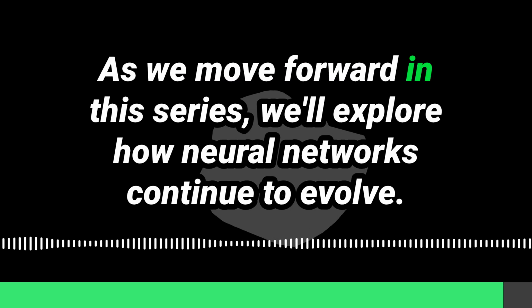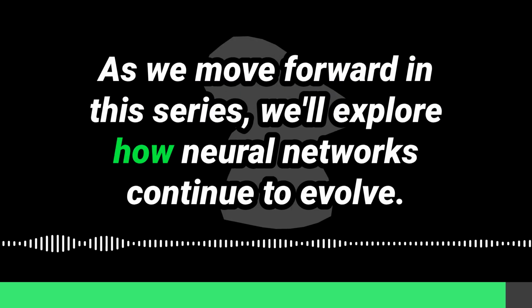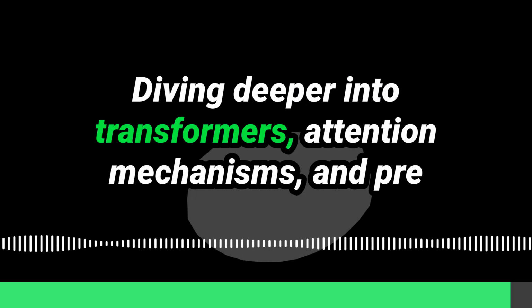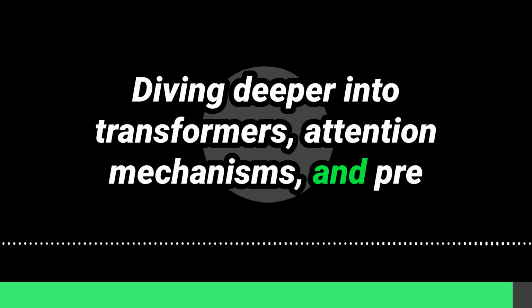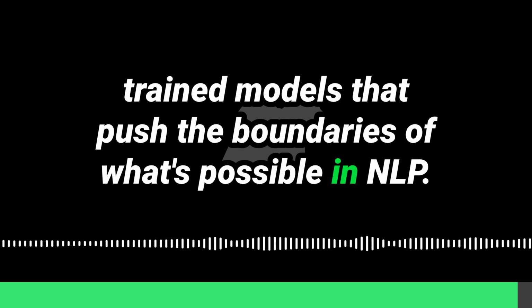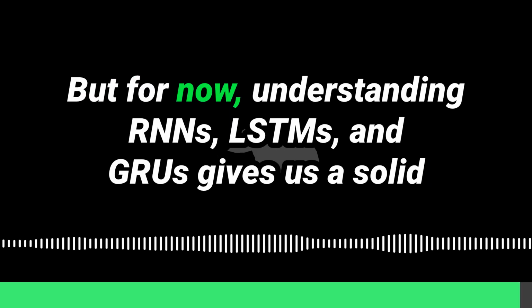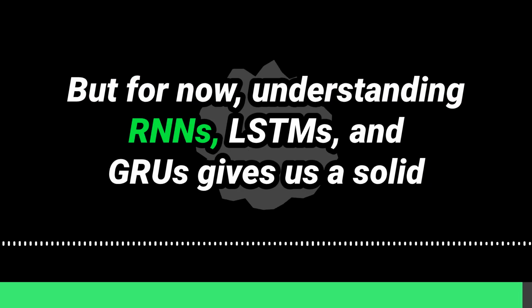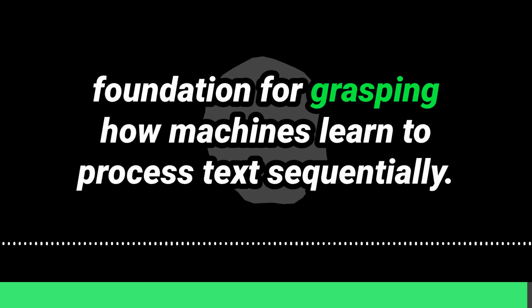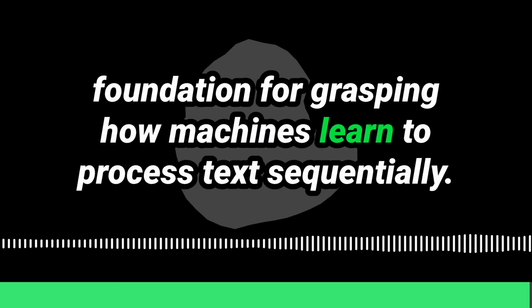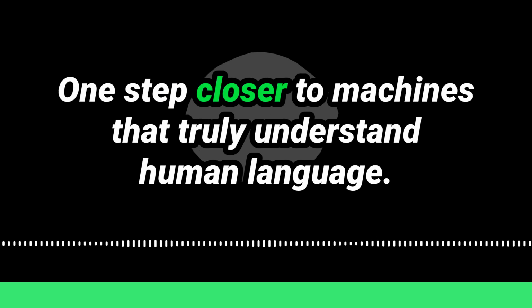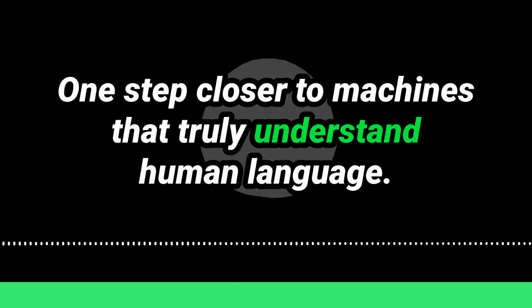As we move forward in this series, we'll explore how neural networks continue to evolve, diving deeper into transformers, attention mechanisms, and pre-trained models that push the boundaries of what's possible in NLP. But for now, understanding RNNs, LSTMs, and GRUs gives us a solid foundation for grasping how machines learn to process text sequentially, one step closer to machines that truly understand human language.